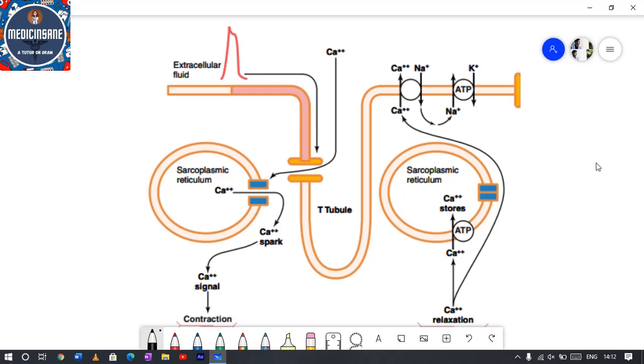So within one myocyte, we can see that this is the sarcolemma, or the muscle's cell membrane, which is known as the sarcolemma. This is the sarcoplasmic reticulum, which is the muscle's endoplasmic reticulum, right?